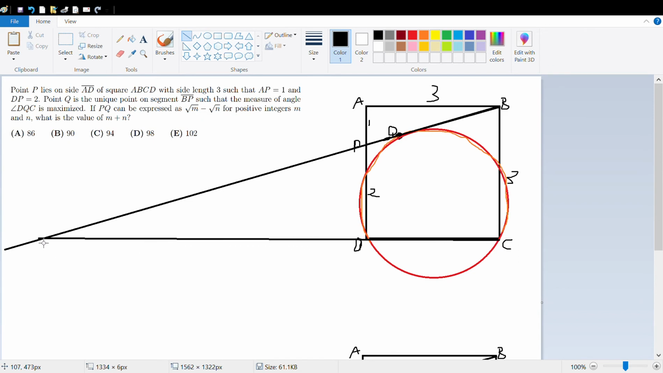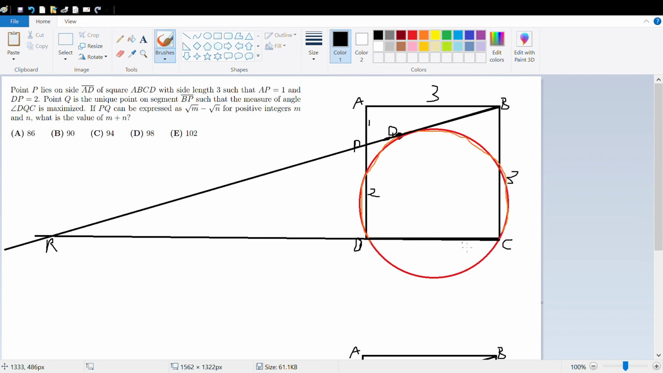Actually, we only have one chord, DC, which is a chord of the circle. And we also have a tangent. The words chord and tangent incite the thought of power of a point, so that's what we're going to do. We're going to extend segments BP and CD to meet at a point. We'll call it R. And now we'll use power of a point on R. And this turns out to work.